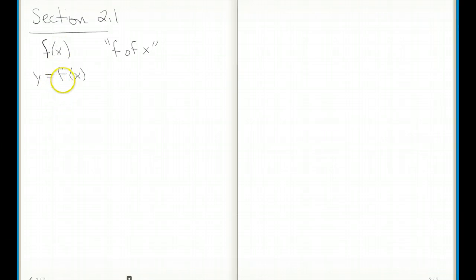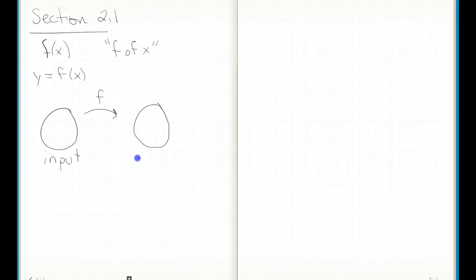So sometimes we call these inputs and outputs special names. When we have this sort of mapping with the bubbles, with the inputs here, and then this function f that takes the inputs and gives corresponding outputs, we've already talked about how we can call the inputs the domain, and the outputs the range.